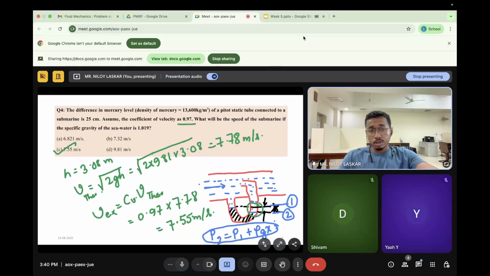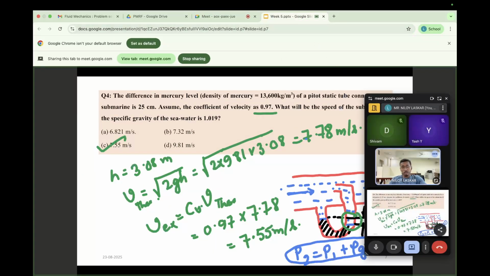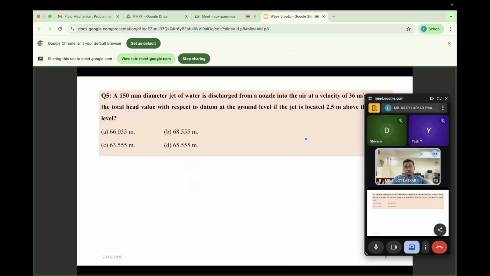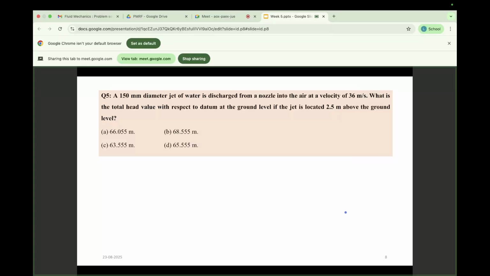Okay, so I'm moving to this next one. So this is another question. This is another interesting question. So in this question, what is given? A 150-millimeter diameter jet of water is discharged from a nozzle into the air at a velocity of 36 meters per second. So what is the total head value with respect to the datum at the ground level?